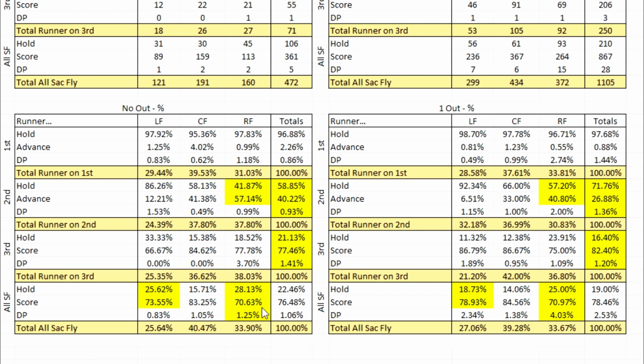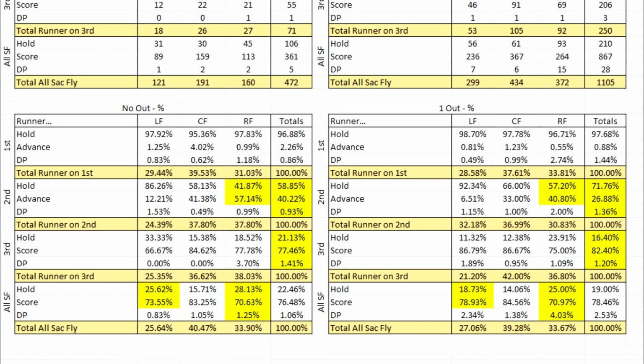So with no outs, it's a 76.5, 72.5 split of scoring. With one out, that goes up even more to almost an 80-20 split. So that's what I think surprised me the most, that almost a great majority of the time, if there's a sac fly or a fly out with no outs or one out, the runner on third is scoring. He's not holding very often. And so that kind of surprised me.